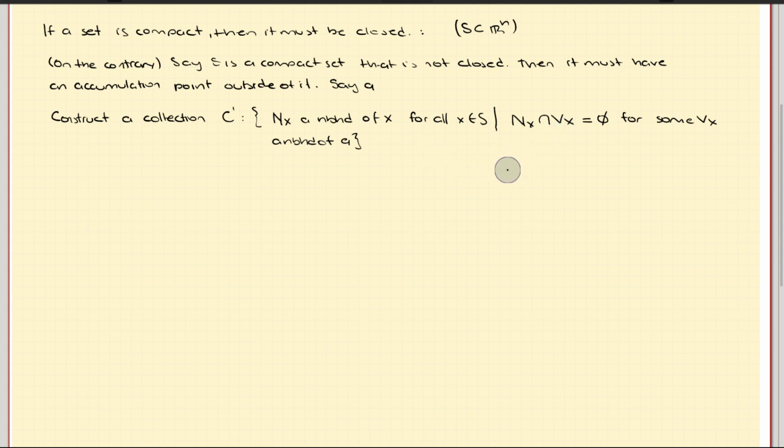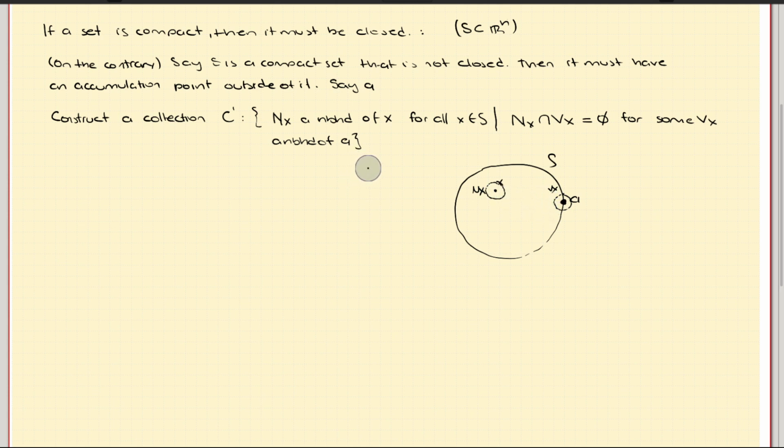It seems a little bit confusing, but the idea is we have a set S. We pick an accumulation point A, and it's not contained in S. And for each point x of S, we pick a neighborhood. We call this N_x, and for this neighborhood we pick another neighborhood of A, and we call this V_x, and the intersection of these neighborhoods N_x and V_x is empty, so they are disjoint.